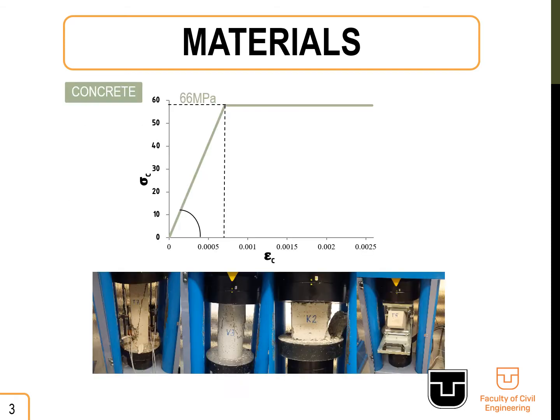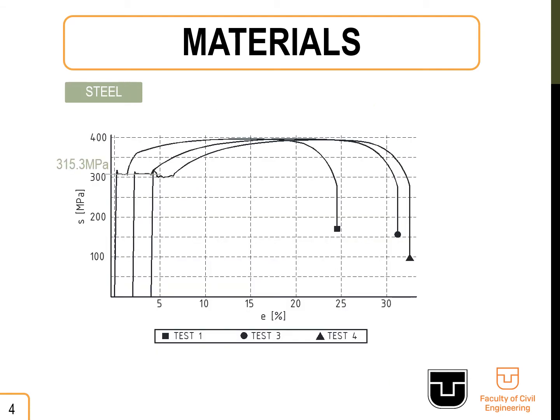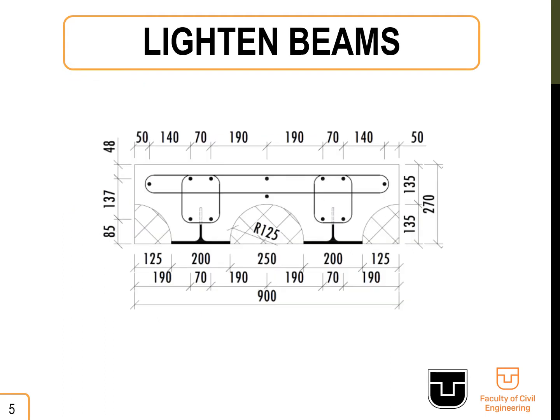in the presentation. For the experimental research, the following materials were tested: the concrete, which was of 66 megapascal strength, and steel with yield point of 315 megapascals. To use less material, the parts of the concrete where tension was present were removed from cross-section, as you can see in this picture.